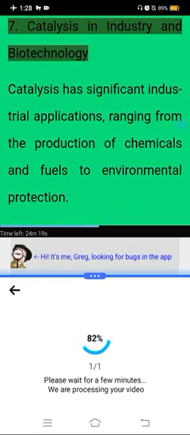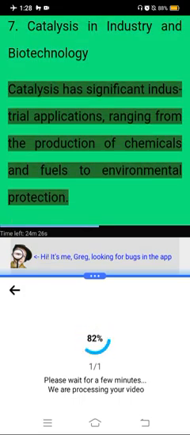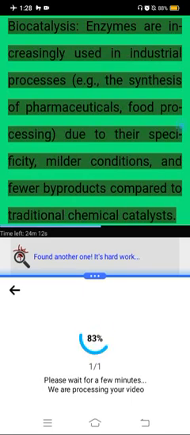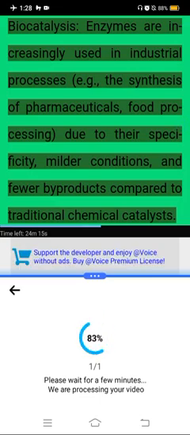7. Catalysis in industry and biotechnology. Catalysis has significant industrial applications, ranging from the production of chemicals and fuels to environmental protection. Catalytic converters. In automobile exhaust systems, catalysts like platinum, palladium, and rhodium are used to convert harmful gases such as carbon monoxide, hydrocarbons, and nitrogen oxides into less harmful products like carbon dioxide and nitrogen. Biocatalysis. Enzymes are increasingly used in industrial processes, e.g., the synthesis of pharmaceuticals and food processing, due to their specificity, milder conditions, and fewer byproducts compared to traditional chemical catalysts.